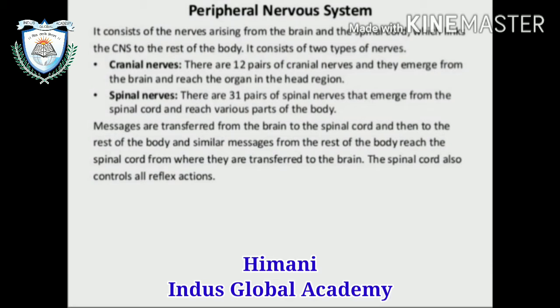parts of the body. Then messages are transferred from the brain to the spinal cord and then to the rest of the body. And similar messages from the rest of the body reach the spinal cord, from where they are transferred to the brain. The spinal cord also controls all the reflex actions.